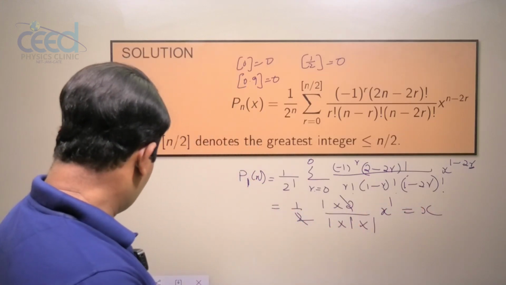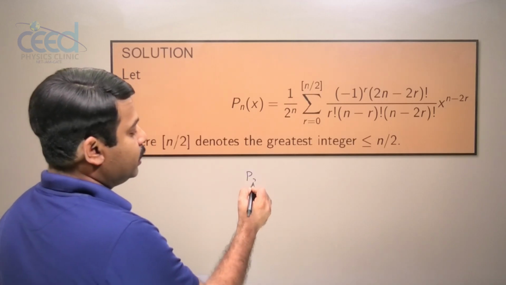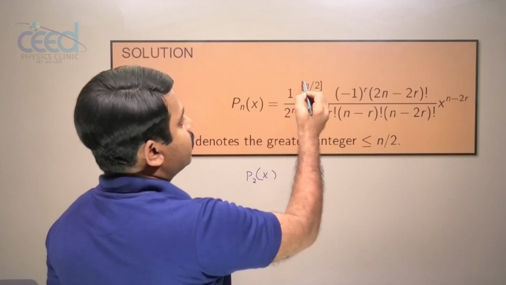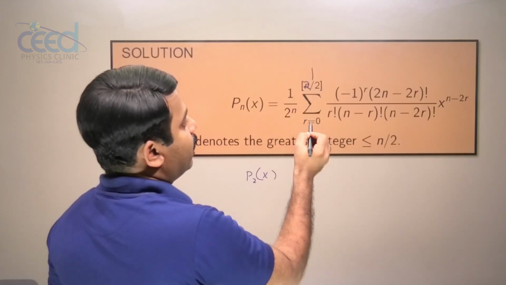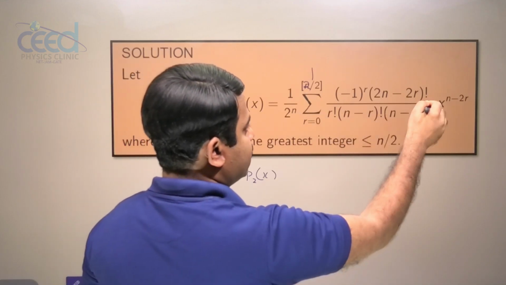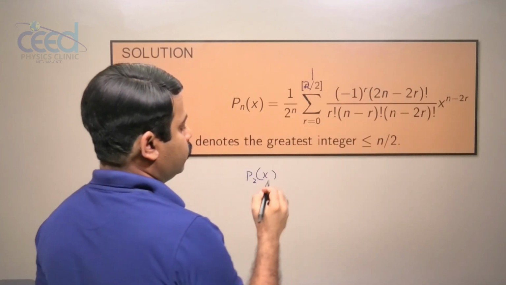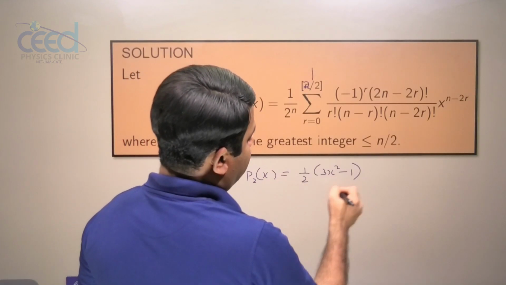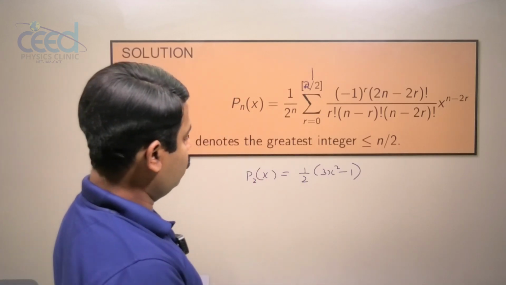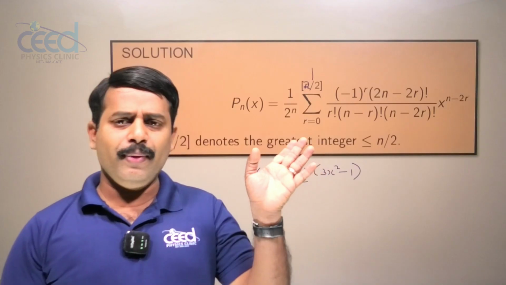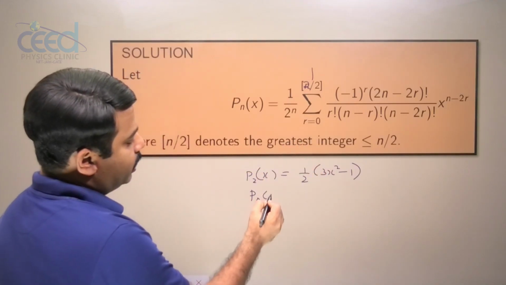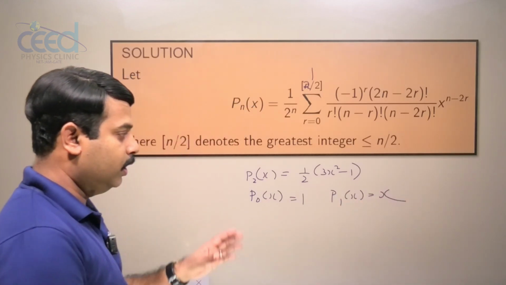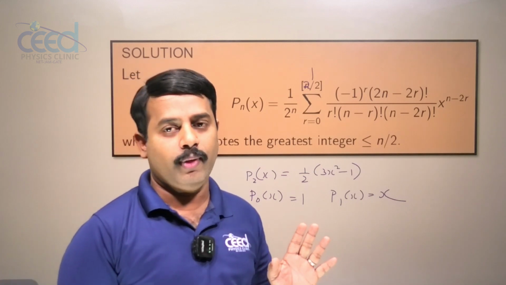Similarly, if you solve p2 of x, you give n 2, then that is 1, then r has 2 value, first put 0, then sigma only, plus put 1 also, then you get 1 by 2 into 3x square minus 1, right? This is the p2 of x value, right? So what is p0 of x? That is 1. What is p1 of x? That is x, right? And so on. So at least these 3 values you remember by heart, right?